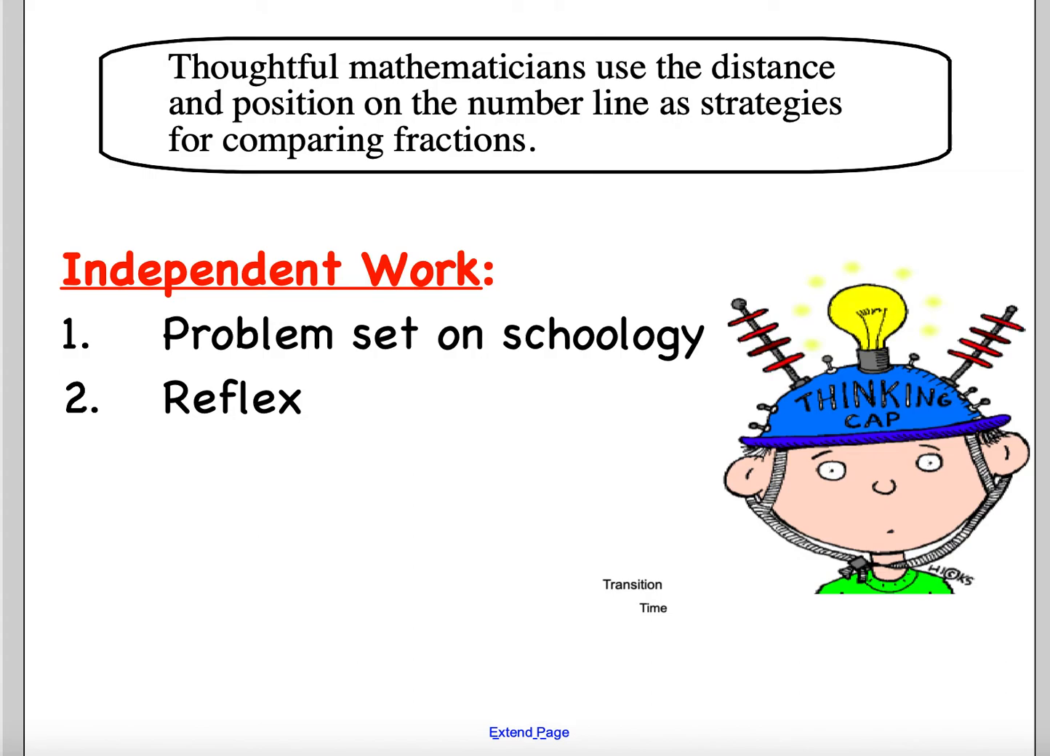Hi scholars, so today we're completing lesson 19 of module 5. Thoughtful mathematicians use the distance and position on the number line as strategies for comparing fractions. So we're still using number lines, and we're using these number lines to help us continue to compare our fractions.